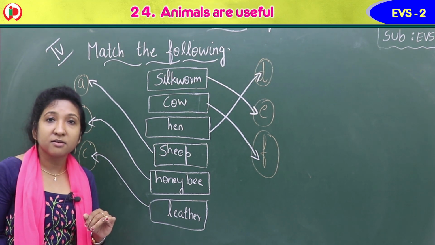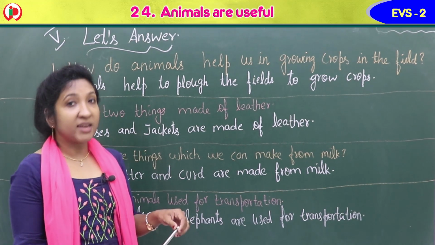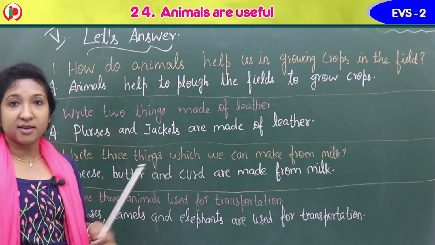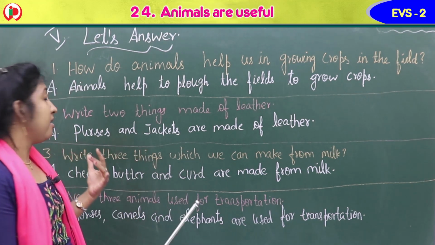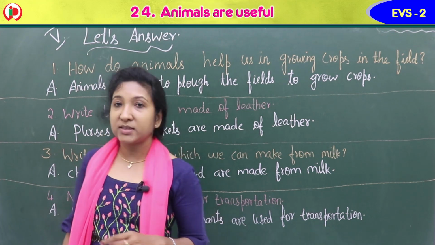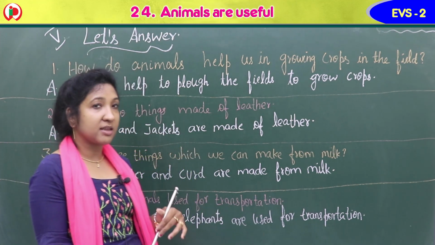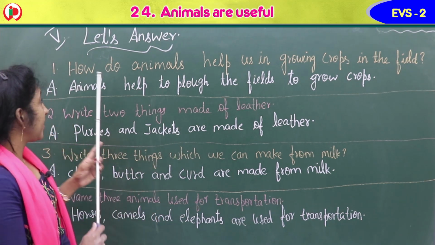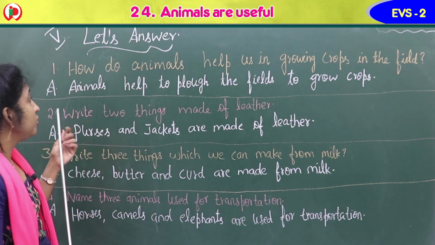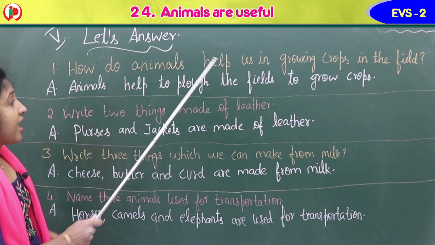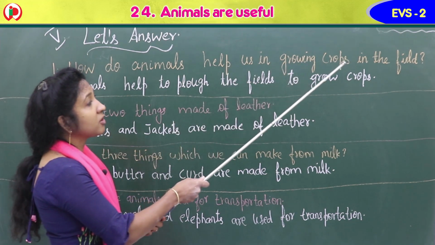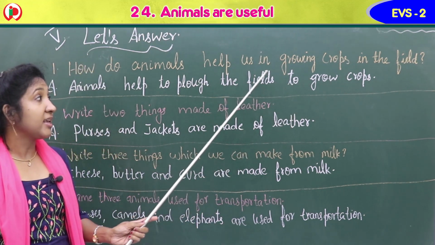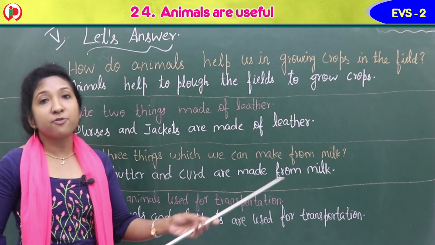Okay children? Children, our next exercise in the workbook is exercise 5. Let's answer. A few questions are given here. 1, 2, 3, 4 questions are there. You have to answer these questions. So let us read the first question. Okay? Children, read the first question. First question is, how do animals help us in growing crops in the field?